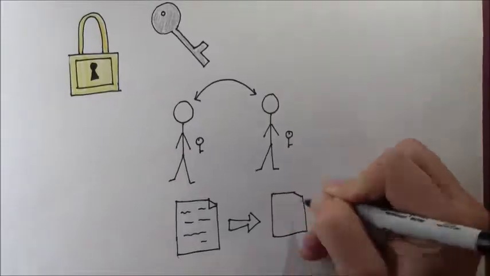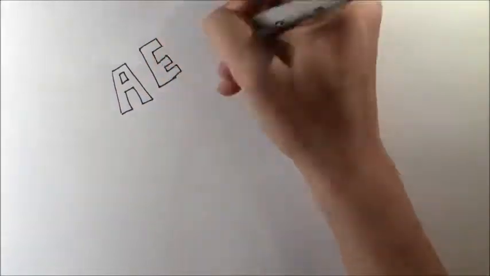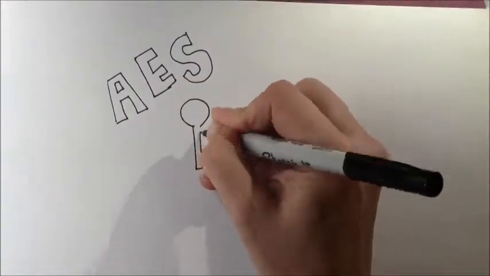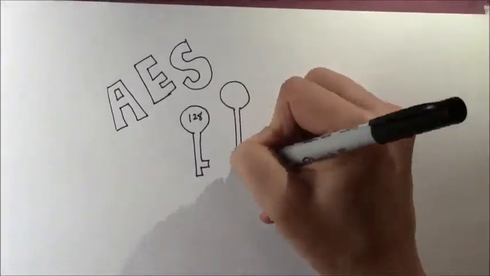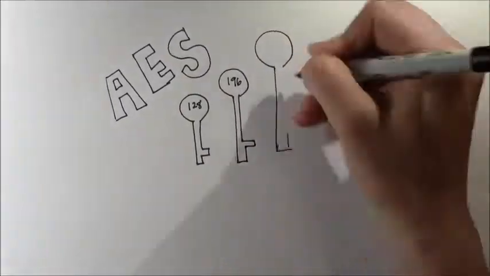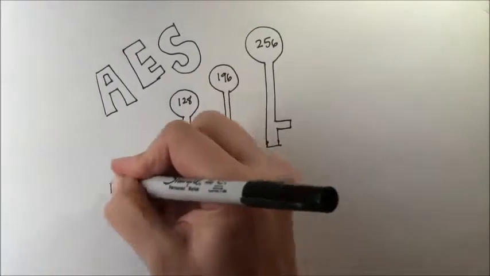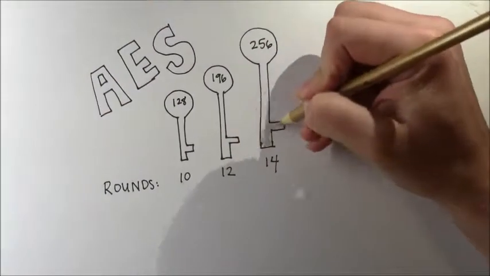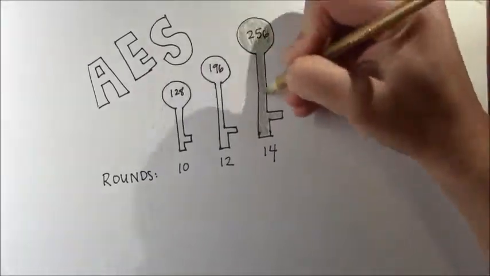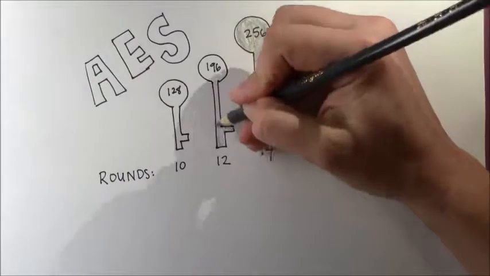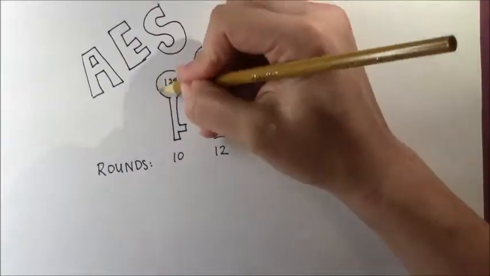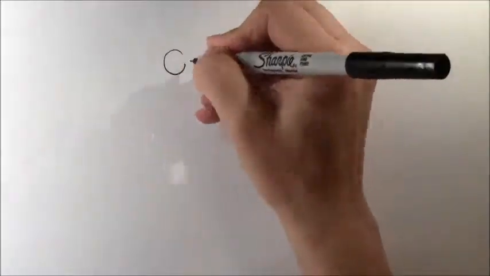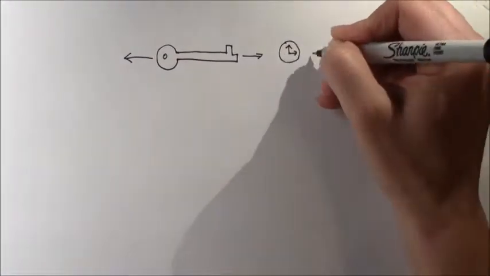AES has three key sizes. The size of the key dictates how many times the block matrix is shifted. A 128-bit key executes 10 rounds of encryption, a 196-bit key, 12 rounds, and a 256-bit key would do 14 rounds of execution. The larger the key size, the longer it takes to encrypt and decrypt the data, but it is more secure with the increase in key size. All key sizes are considered secure.